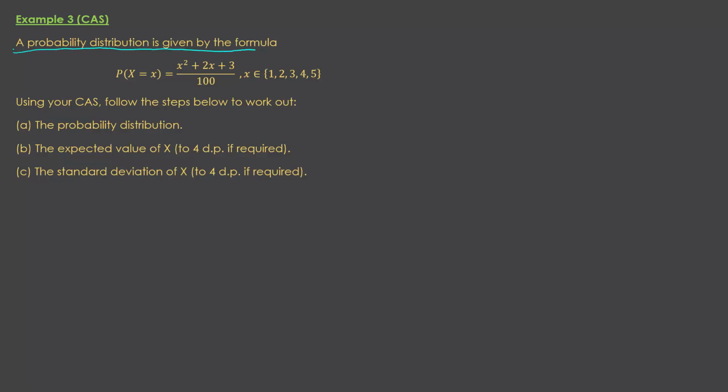Probability distribution is given by the formula probability of x is x squared plus 2x plus 3 for x in the domain 1 to 5. Using your CAS, follow the steps below to work out the probability distribution, the expectation, and the standard deviation.